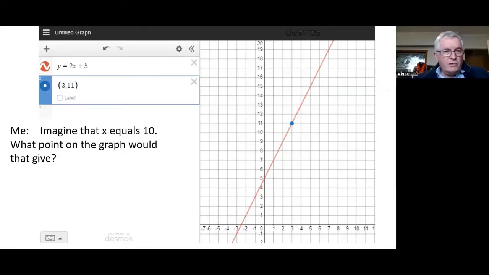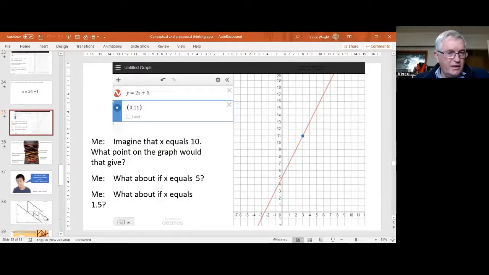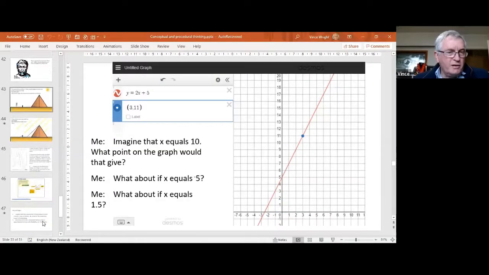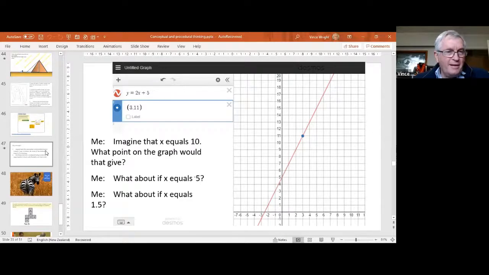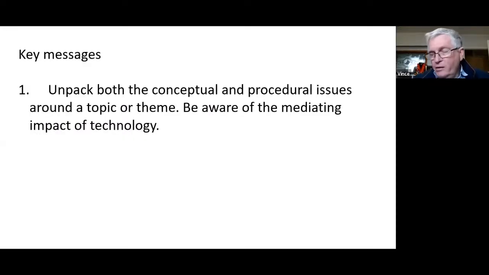Okay, so I'm conscious of time, and I could give you lots of examples. So let's just sum up without going too crazy. We could talk about trigonometry, but we've run out of time. Okay, key ideas here. When you're preparing for teaching, make sure that you unpack both the conceptual ideas and the procedural issues around that topic that you're going to be teaching.